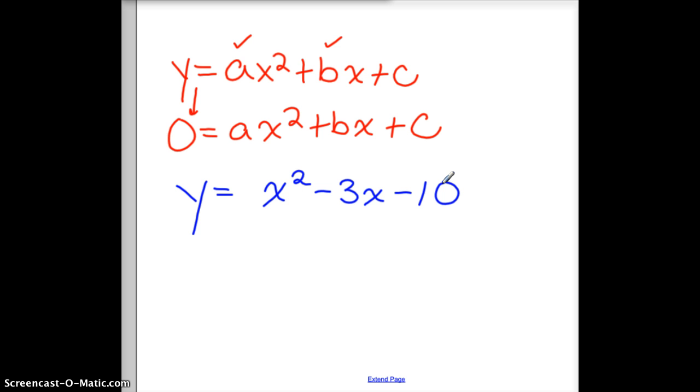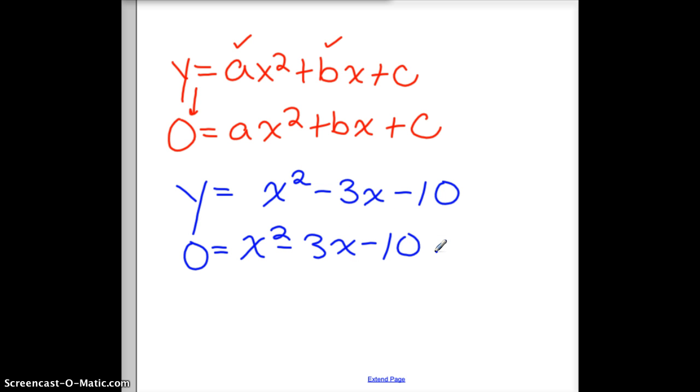Alright, so this is a function that opens up. It makes a parabola. I could find its vertex. What we're going to be concerned with today is what we call the solutions. Alright, and the solutions are what make the function equal to 0. Sometimes we call those the roots of the equation. Sometimes we call them the zeros of the polynomial. But for our purposes in this class, we're going to be calling them the solutions. So we're really looking for what makes this function equal to 0.